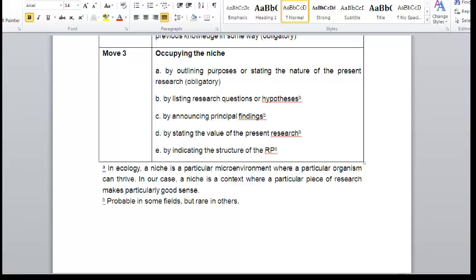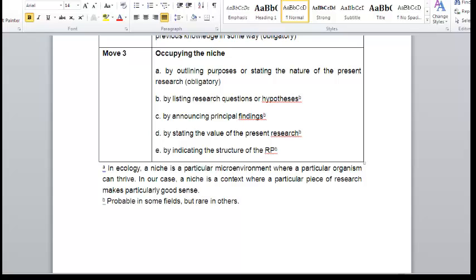So B would be by listing research questions or hypotheses. If you're going to be going about an experiment, what's your original research question? What's the original hypothesis that you're going to be proceeding with? With C, you can announce principal findings. So what were the main findings in your study? Maybe you want to bring those up at the beginning and say, this is the end point. We have these great findings, and then your reader can decide to continue with your paper to understand maybe how you got to those findings.